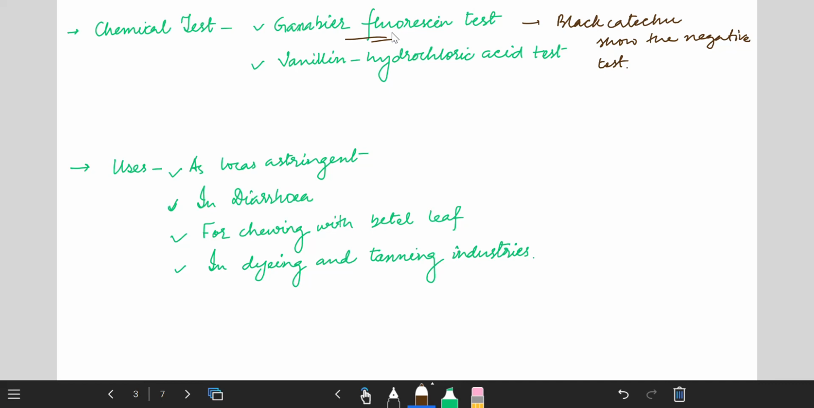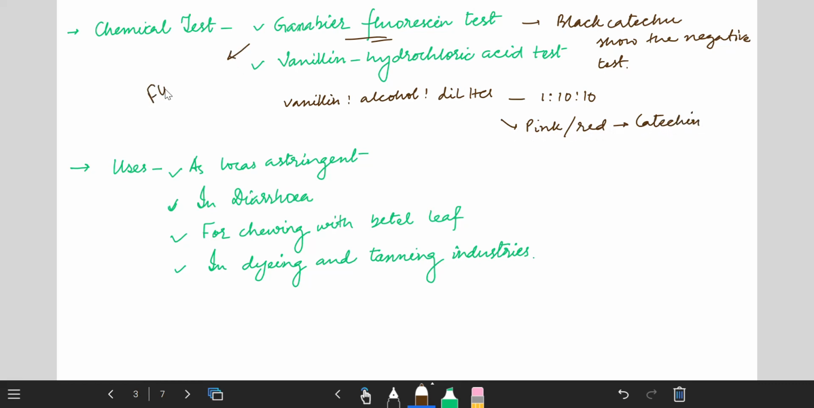Vanillin hydrochloric acid test. In this test, due to presence of catechin moiety, the drug shows pink or red color with a mixture of vanillin, alcohol and hydrochloric acid. And the composition is vanillin, alcohol and dilute HCl in a ratio of 1:10:10, which gives the pink or red color due to the presence of catechin.